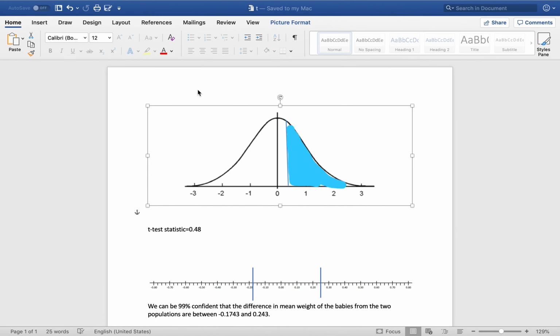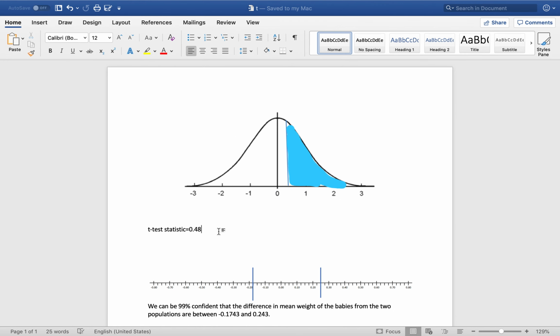So this is my distribution model. My t-test statistic is 0.48. So I put the line right here, and then I shaded in since we were only supposed to do one tail end.